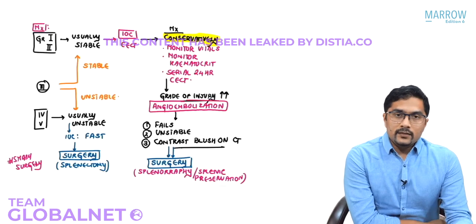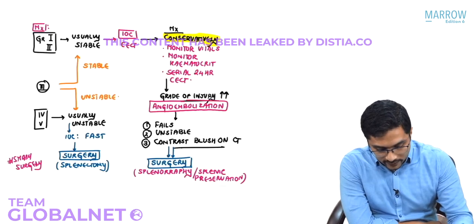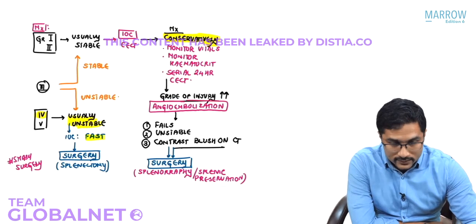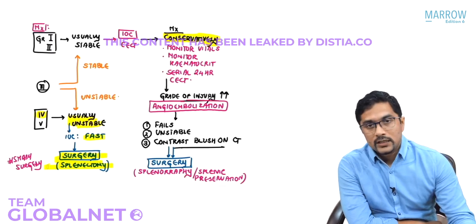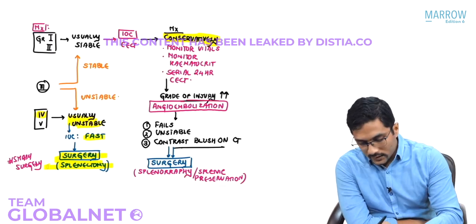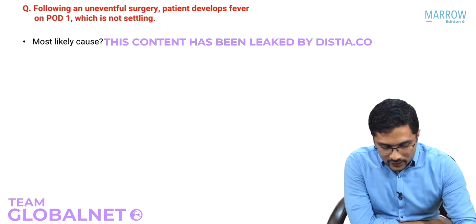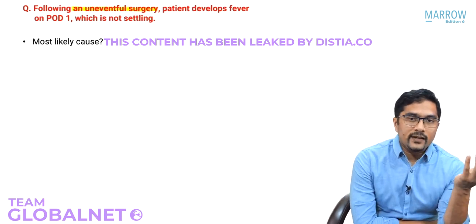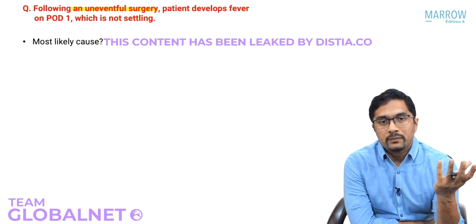So this is the management of splenic trauma. I've already covered this in great detail. Grade 4 injury, unstable patient, FAST we will do, and the patient is rushed for surgery. A splenectomy is done. Now this patient has an uneventful surgery. You were with your senior resident. The senior resident removes the spleen.